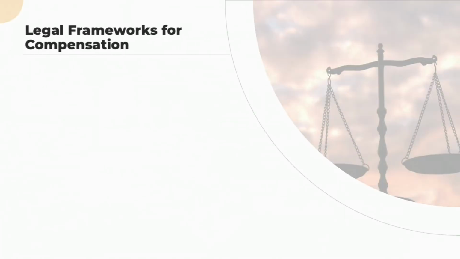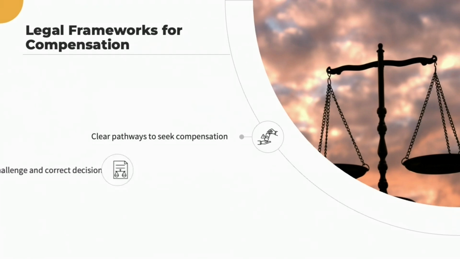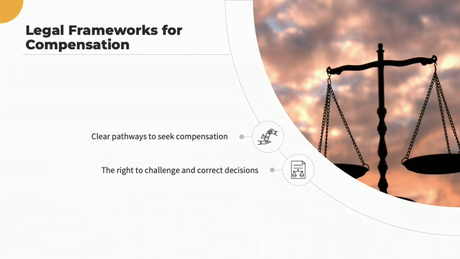Legal frameworks for compensation. Legislation should establish clear pathways for individuals to seek redress or compensation if they have been negatively impacted by AI decisions. This would involve not only the right to challenge and correct decisions, but also potential compensation for any harm caused, underpinning the accountability of AI systems.